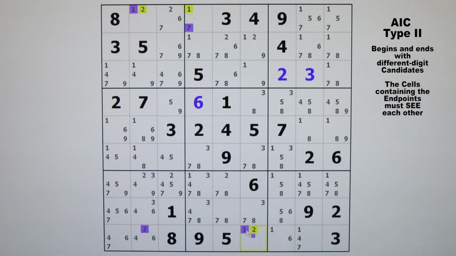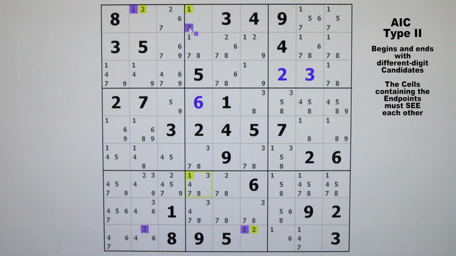And then, lastly, from this 1 to this 1 is a strong link because there are only 2 1s in block 8. So the chain begins on this 7. Now don't confuse it with the 1 because we've got a 1 down here, but it starts with the 7, the blue 7, and it loops down and comes up here and ends on the 1. So here we have the AIC begins with the 7, ends with the 1, and they are in cells that see each other. So there is an effective strong link between the 7 and the 1 because they're connected by the chain.